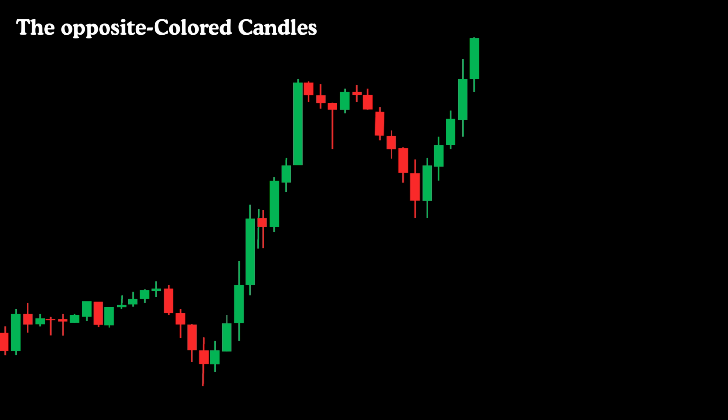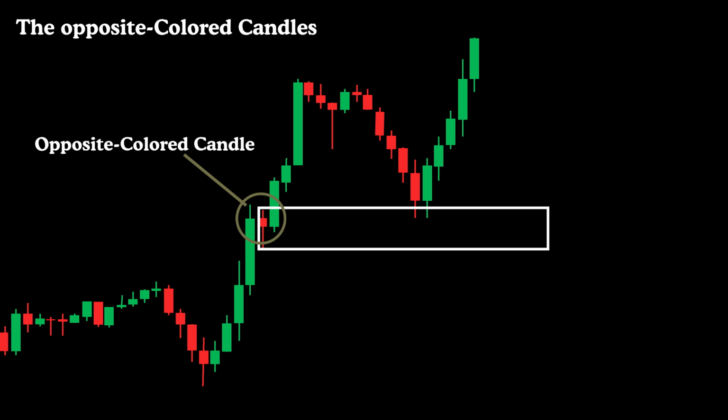The opposite colored candles. When analyzing the trading chart, you'll often observe that an opposite colored candle within an impulsive move tends to serve as strong support or resistance. These candles are commonly used by institutions and large market participants as reference points to refine their trading strategies. That's why we always mark these candles on the chart, especially on higher time frames, and prepare for a potential market reaction at those levels.